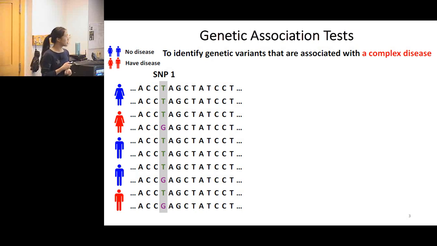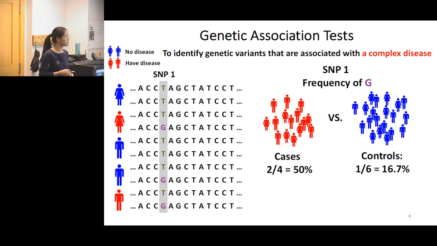We want to test whether this SNP is associated with a complex disease, for example, heart disease. What we're going to do using a genetic association test is collect two groups of people. One group contains people with the disease, we call them cases, and the other group contains people without the disease, we call them controls. We're trying to compare the frequency of one allele, for example, the G allele, which is the minor allele, in the two groups of people.